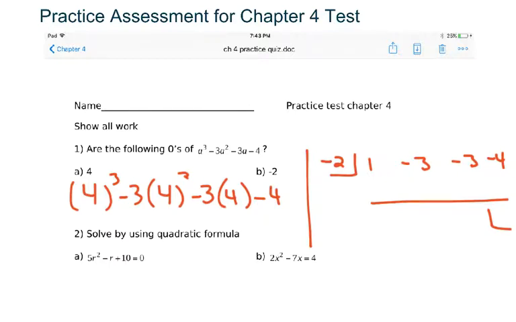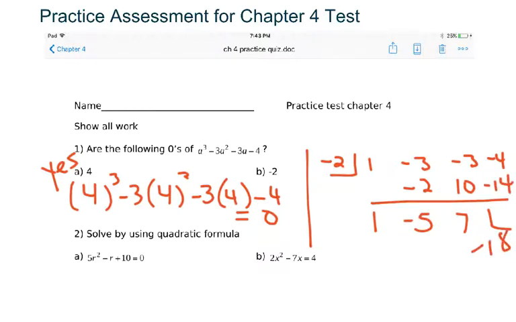So in part A, if I plug in 4 everywhere I see an a, I find out it's 0. So the answer is yes, 4 is a 0. In part B, in order to do synthetic division, I write the 1 below the line, and then I multiply it by -2 and write that number above the line, and then I add going down. And then I multiply that number with the number in the box to get the next number above the line, and then I add going down. And then I multiply that number with the number in the box, and then I add going down, and I get -18. I couldn't fit it in my box. So the remainder is -18, which means that -2 is not a 0.